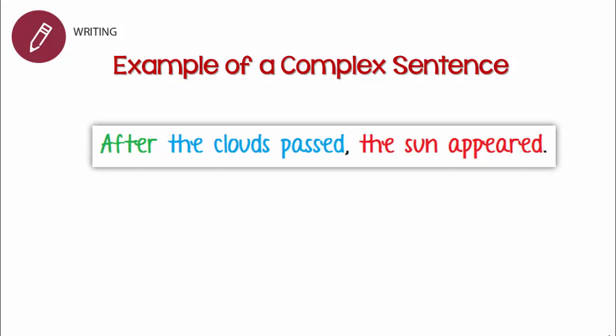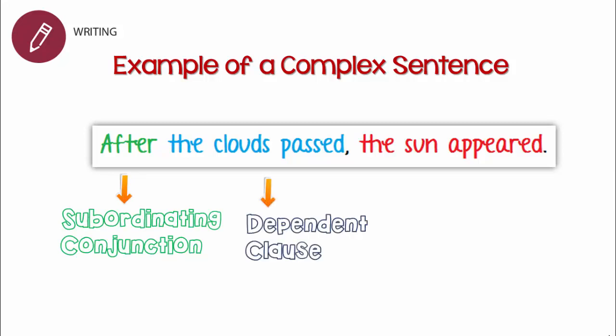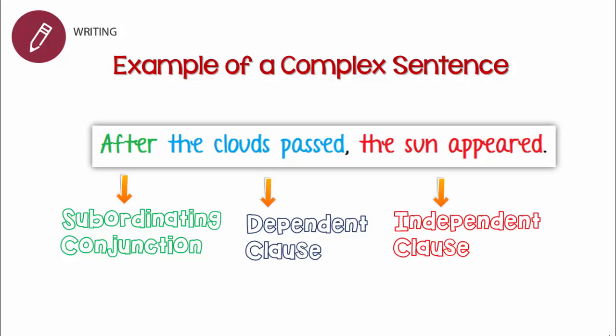What are the elements that make this complex sentence? The subordinating conjunction after, the dependent clause after the clouds passed, and the independent clause, the sun appeared. The most important part in this sentence is the sun appeared. The sun appeared is like a simple sentence. It can stand on its own.